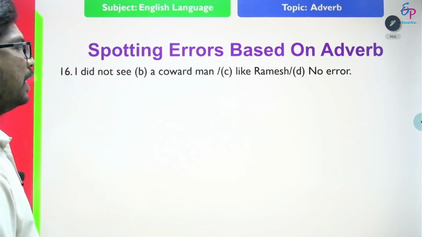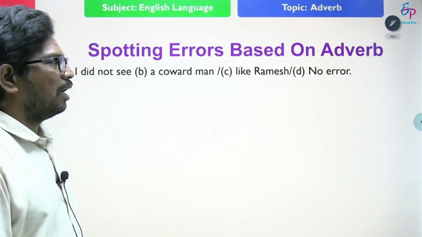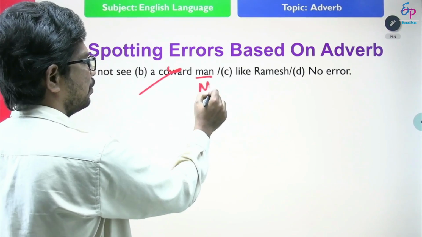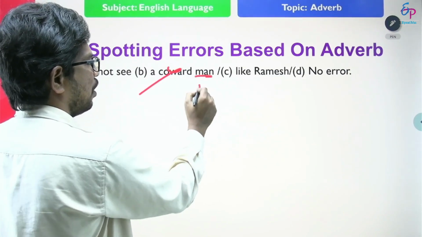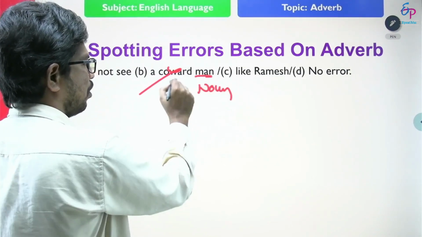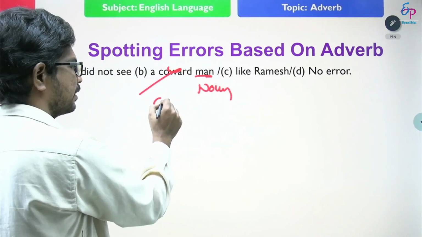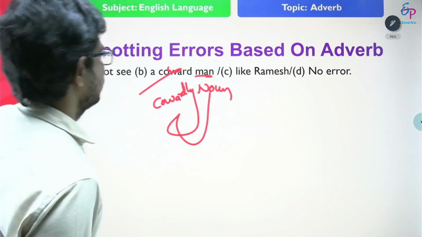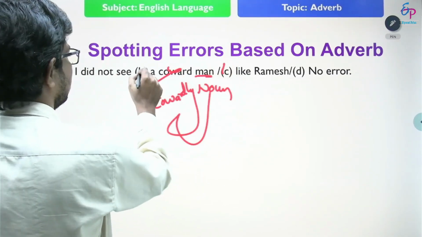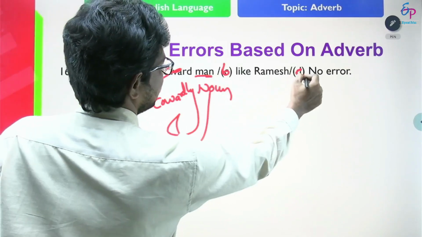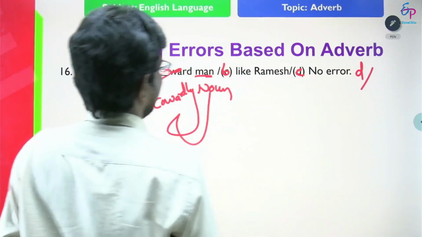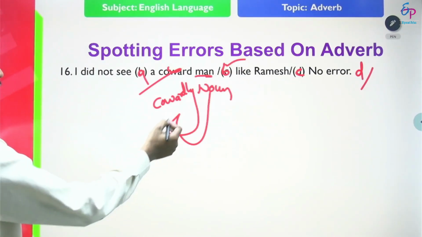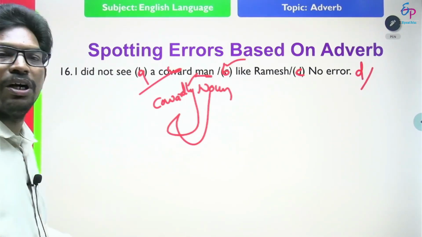Next, I did not see a coward man like Ramesh. Coward is wrong. It is modifying the word man. Man is a noun. So to modify that noun, cowardly is correct. Cowardly is an adjective. It is modifying the noun. So this is A, this is B, this is C, and this is D. The error is at B. So cowardly man, not coward man. Cowardly man is correct.